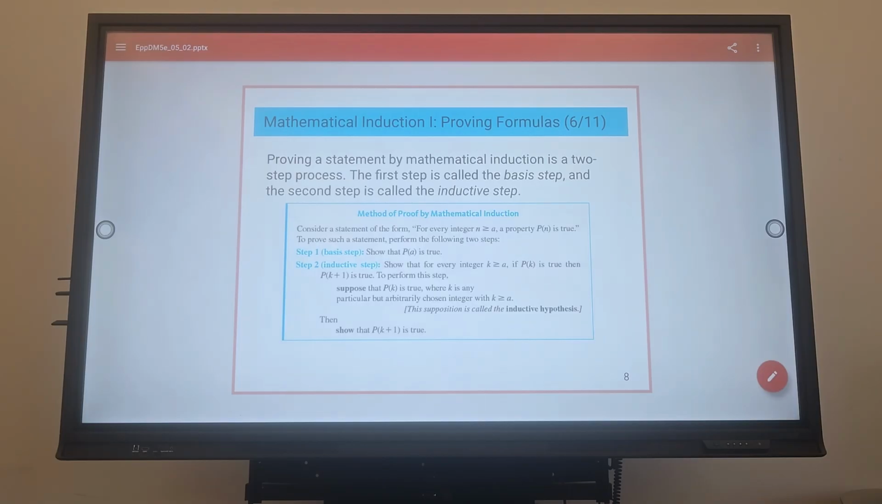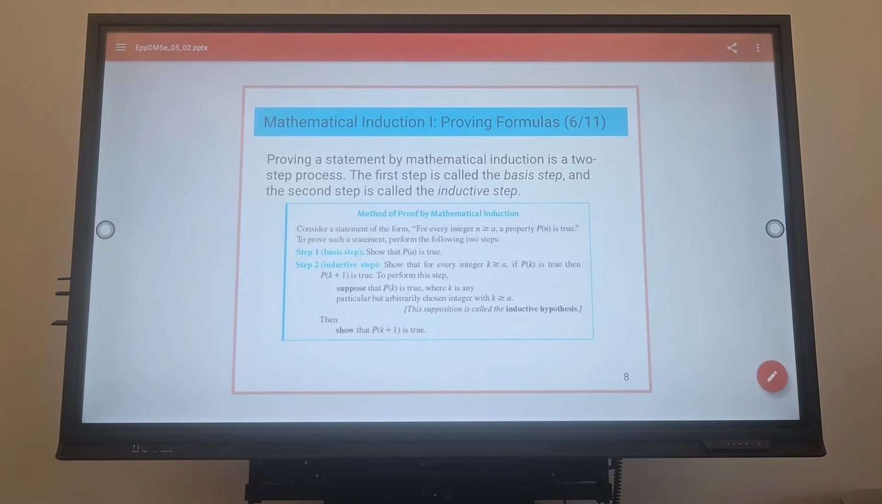Proving a statement by mathematical induction is a two-step process. The first step is called the basis step. The second step is called the inductive step. Consider a statement of the form, for every integer n greater than or equal to a, property P of n is true. To prove such a statement, perform the following two steps. First, show that P of a is true. That's the basis step.